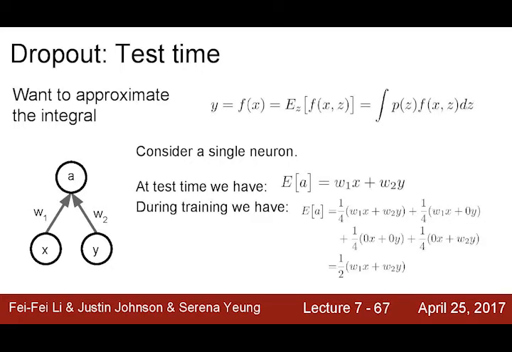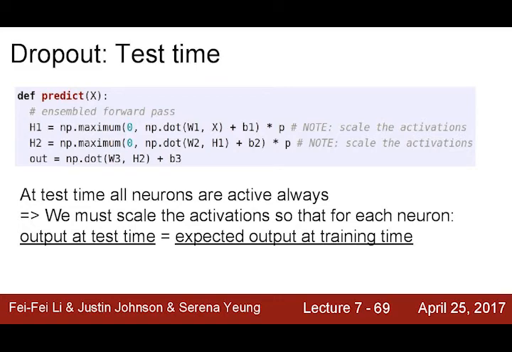각각의 뉴런이 제로가 될 확률이 2분의 1이라고 하면, 네가지 경우의 수가 생겨서 확률 4분의 1씩을 곱해주면 a의 기대값은 2분의 1 곱하기 w1x 더하기 w2y가 됩니다. 이렇게 트레이닝 타임과 테스트 타임에서 값이 차이가 나는 경우, 쉽게 해결하는 방법은 테스트 타임에서 그만큼의 확률을 곱해주는 것입니다. 정리하면 테스트 타임에서 모든 뉴런들이 액티브하기 때문에 우리는 각각의 뉴런에 대해서 액티베이션을 스케일해서 테스트 타임에서 아웃풋이 트레이닝 타임에서의 아웃풋 기대값과 같도록 합니다.